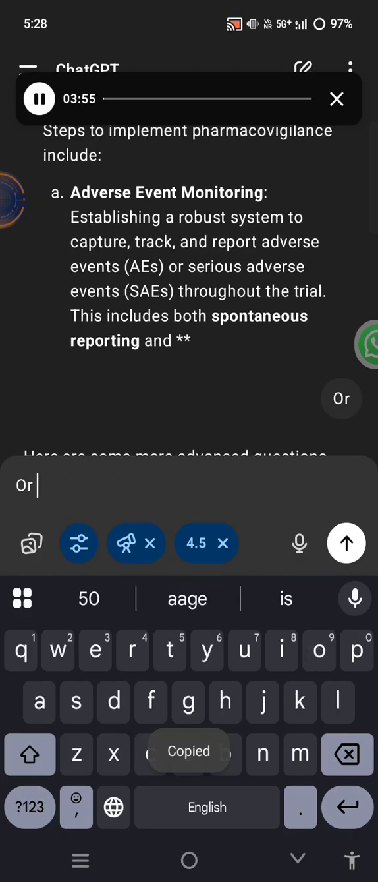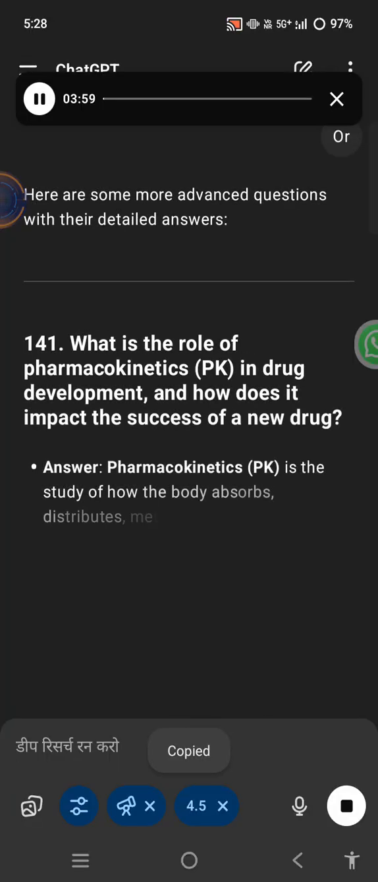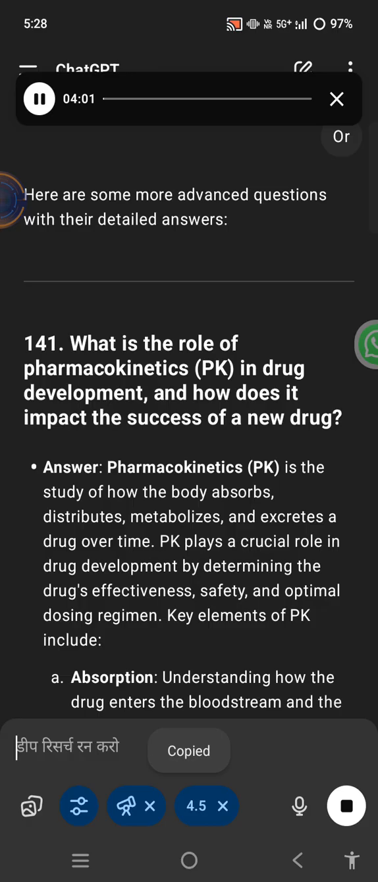What is the significance of next-generation sequencing, NGS, in personalized medicine? Answer. Next-generation sequencing, NGS, refers to high-throughput sequencing technologies that allow for the rapid sequencing of entire genomes, exomes, or transcriptomes. NGS enables the identification of genetic variations and mutations at a much faster pace than traditional methods like Sanger sequencing. Role in personalized medicine.